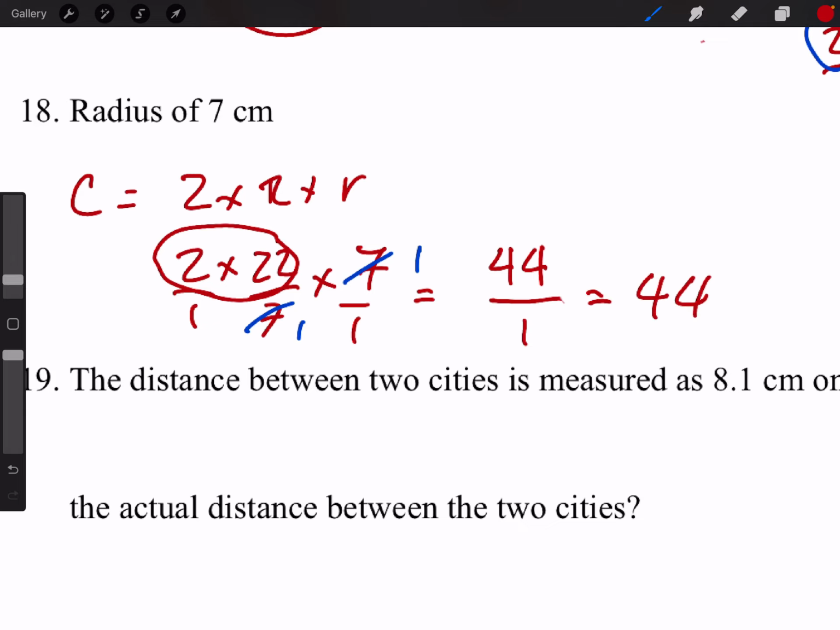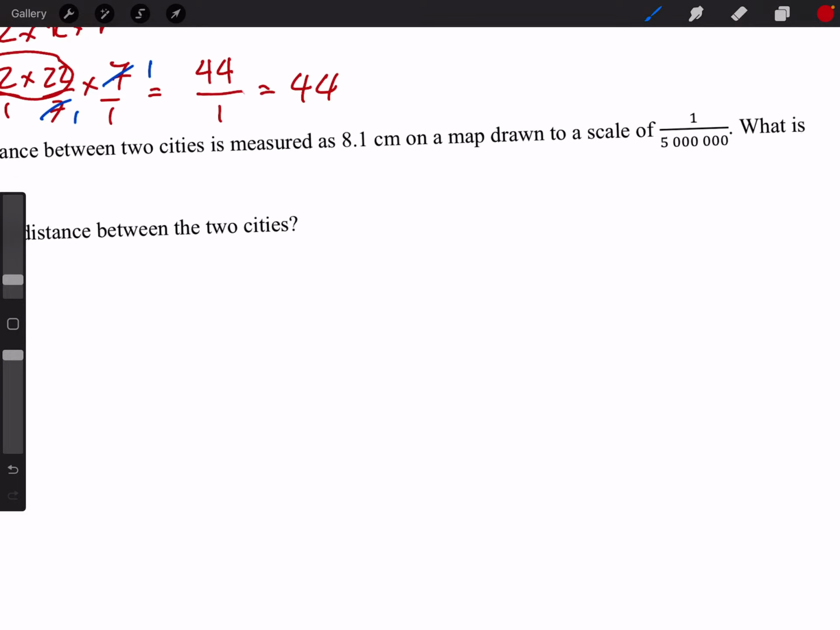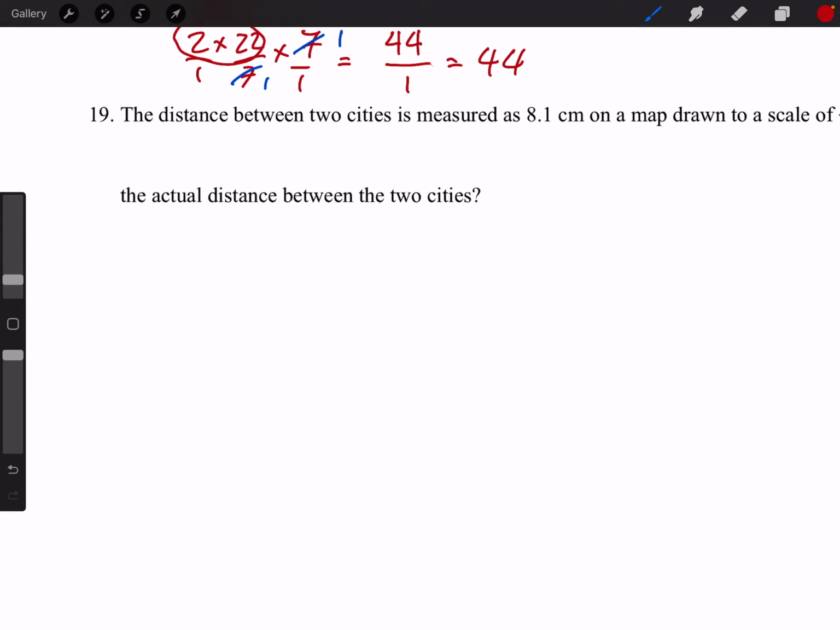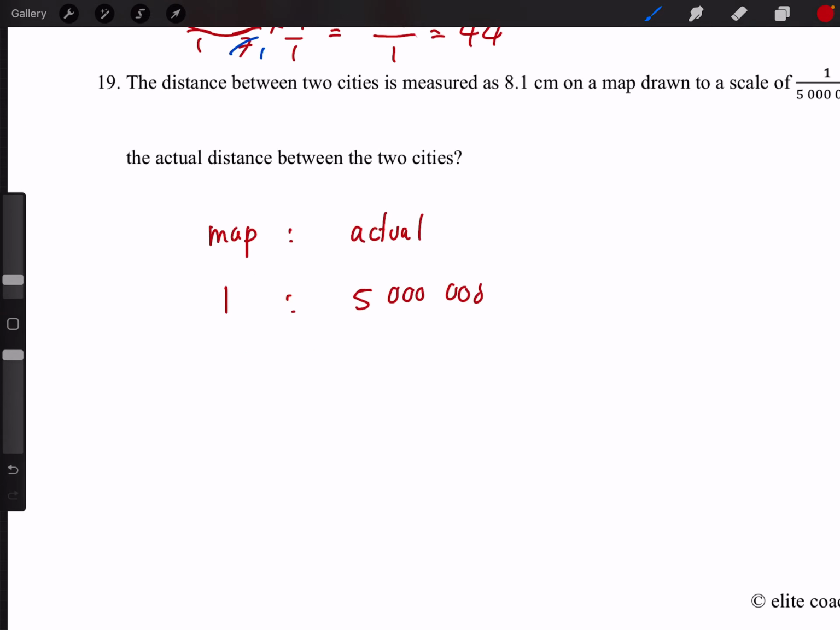Okay, done. The distance between two cities is measured as 8.1 centimeters on a map and drawn to a scale of 1 over 5 million. What is the actual distance between two cities? So what it's saying is this. So you have a map distance and you have the actual distance. The map distance actually has a ratio of 1 to 5 million. I think it's 5 million. Yeah, it is. Okay, now it says the map distance is 8.1 centimeters. 8.1. So what's the actual distance?